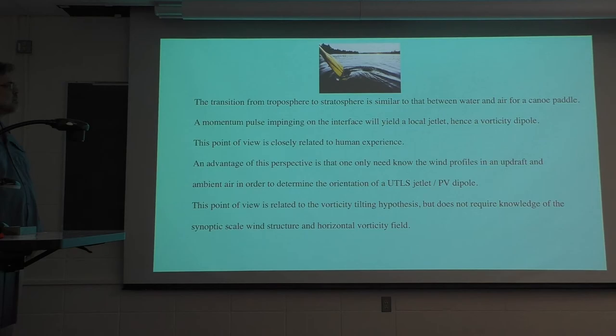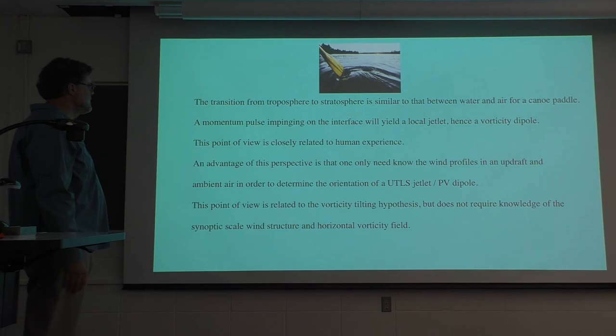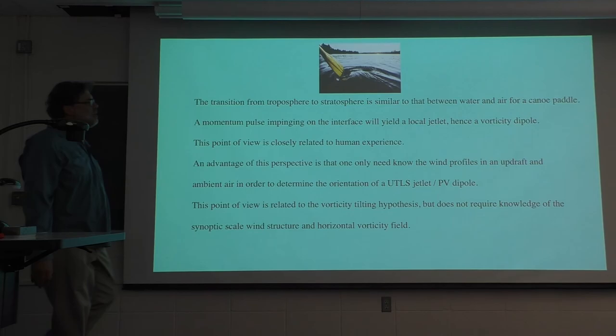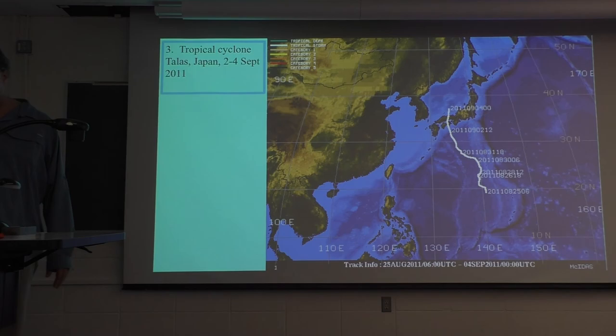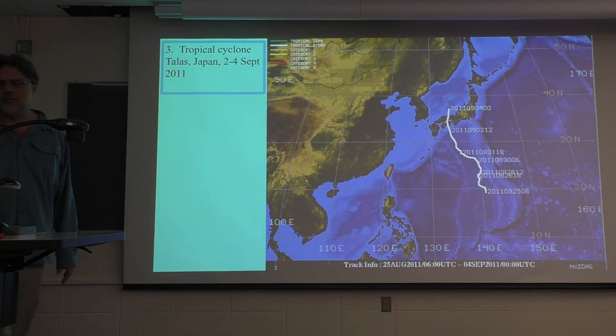I can appreciate momentum. A wind gust out of some boulders last week actually knocked me over for the first time in my life. I got knocked over by a wind gust. I have a feel for momentum and wind. Probably less so for the idea of tilting vorticity. It's just another derivative, and more spatially extensive knowledge is required to grasp that. You only need to know the wind profile locally in order to think about it this way. It doesn't require knowledge of the synoptic scale structure and horizontal vorticity. All right, so that's some background of where we're thinking on this.